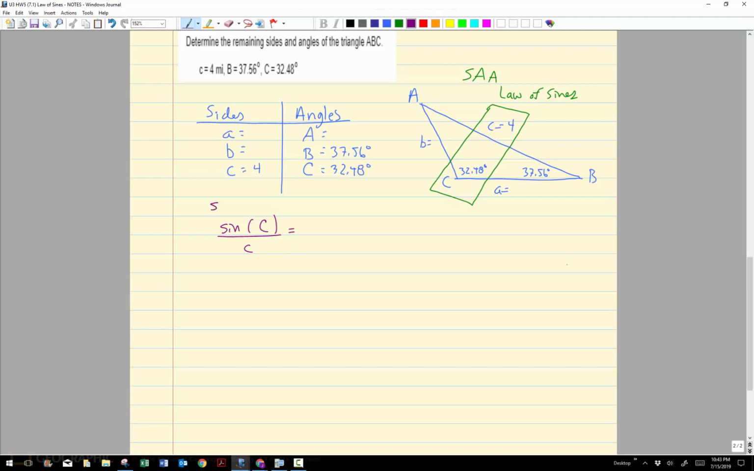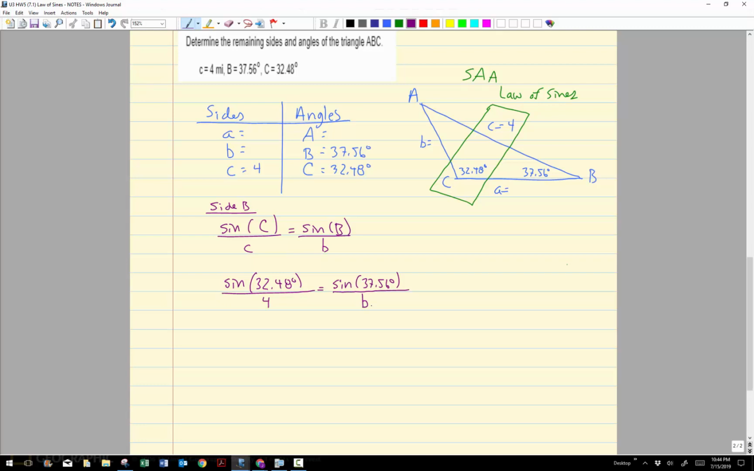So let's go ahead and label what I'm up to here. I'm going to find side B. And so I will use the sine of B over lowercase b. So that's what I'm going to use for my setup. I don't need the sine of A over side A. I don't want all three parts. I just want two of the parts that I can use. So sine of C, that's a sine of 32.48 degrees over the side of C, which is 4, is equal to the sine of B, which is 37.56 degrees. And this is my unknown then, is the side B.